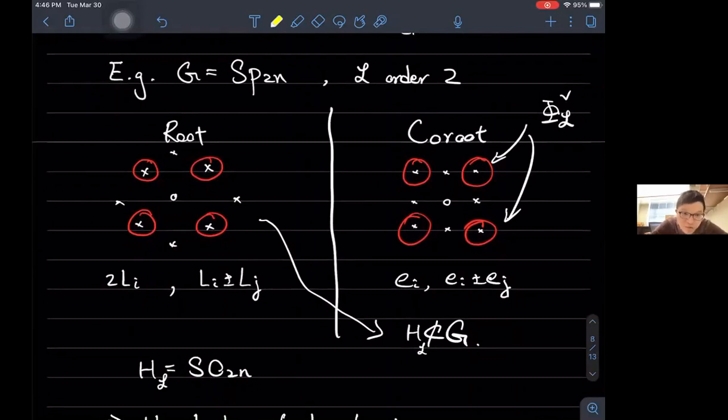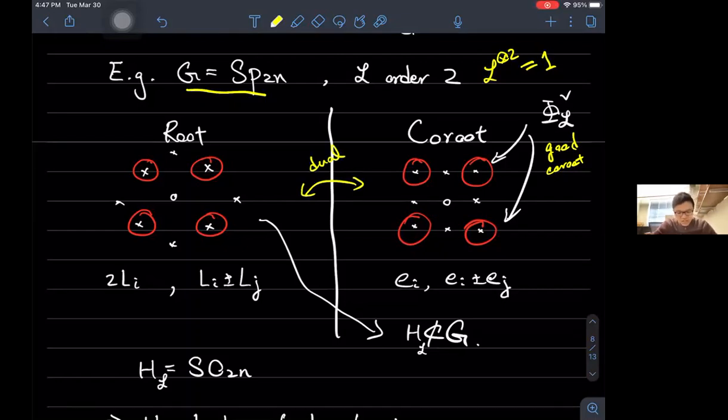Suppose my G is the symplectic group SP2N, and I choose the unique order 2 local system. So it's just like the Mobius twist on the torus. And then you could check that the good coroots are... maybe I say it this way. First I draw the root diagram and the coroot diagram, and they're dual to each other. It's just like a long root with the corresponding short coroot. I just take an inverse.